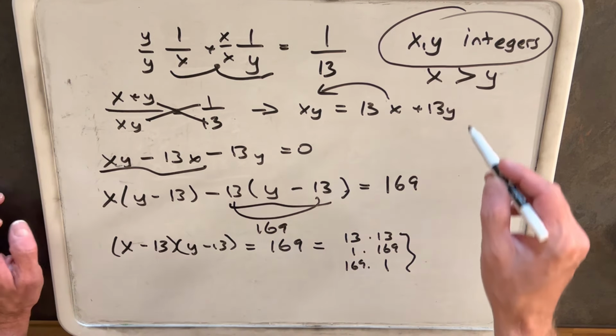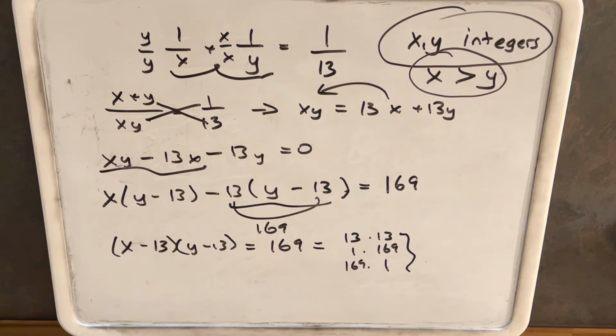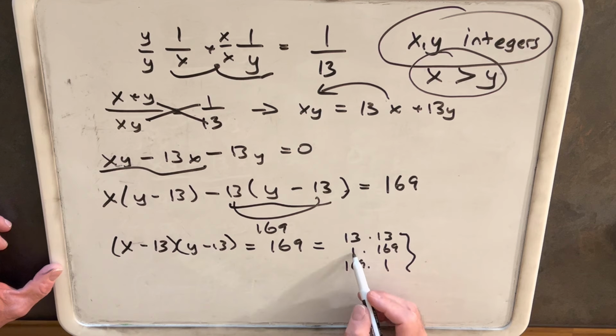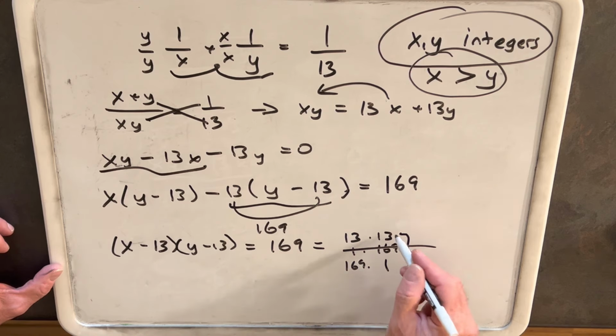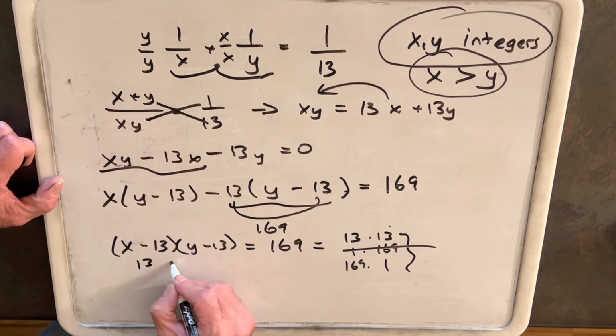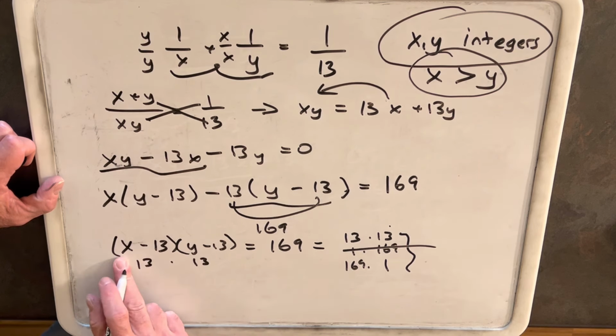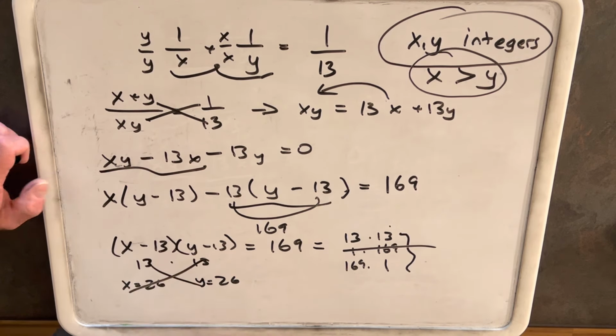And then here's where this fact becomes important, right? x is greater than y. So for example, we can look at this one here, right? 13 times 13. If this piece is 13 and this piece is 13, then x is going to be 26 and y is going to be 26. Not bad, but it's not greater than, it's the same. So we have to reject this case.